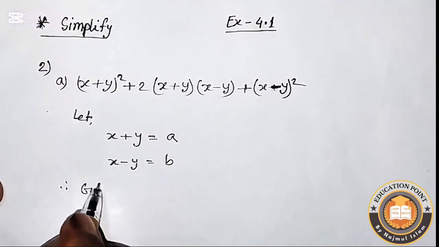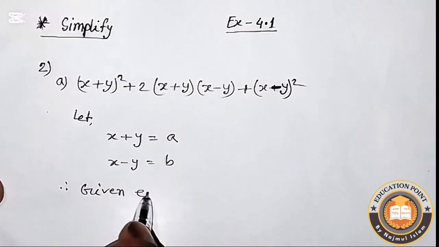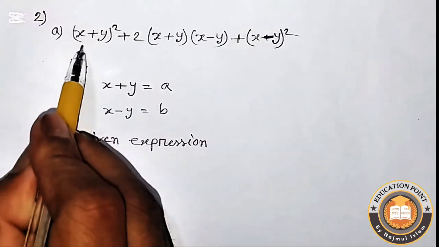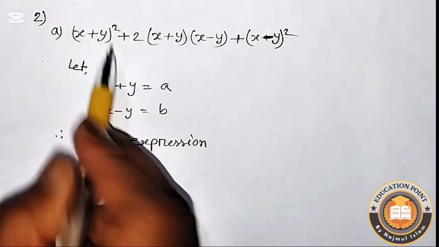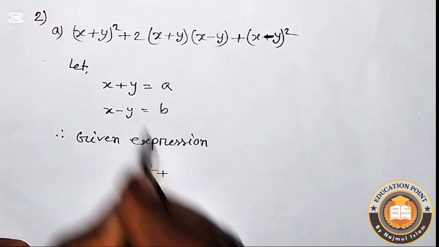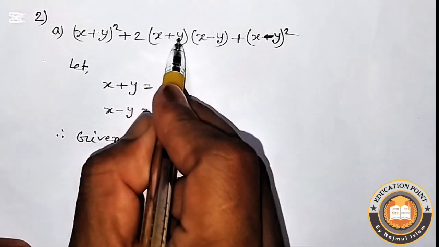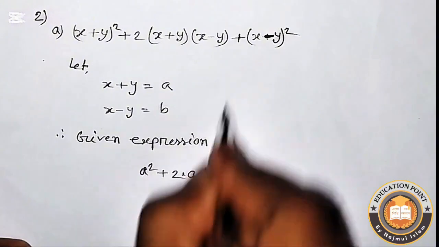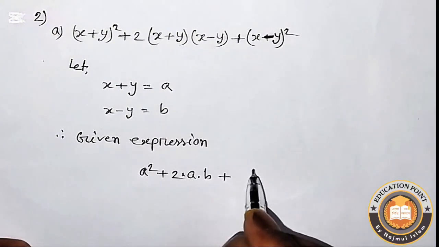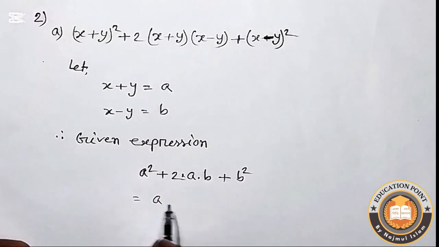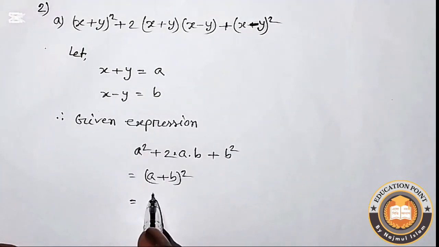So given expression, here we consider x plus y equal A, that means A square plus 2 into x plus y means A into x minus y means B plus x minus y whole square, that means B square. This is the formula of (A plus B) whole square. Now value of A and B will be putting inside the first parenthesis.